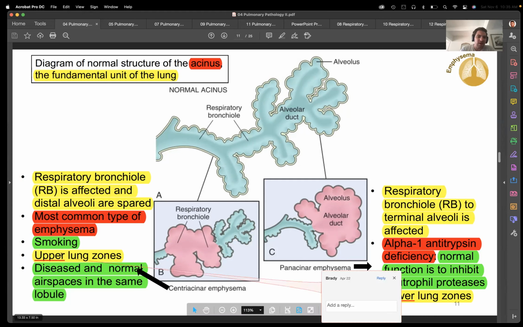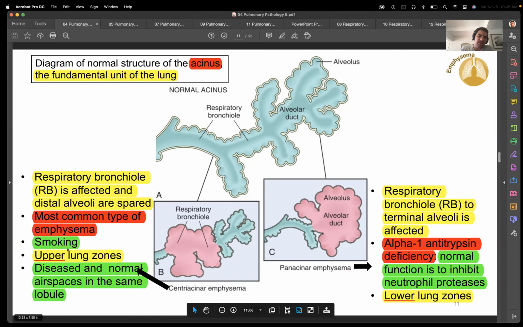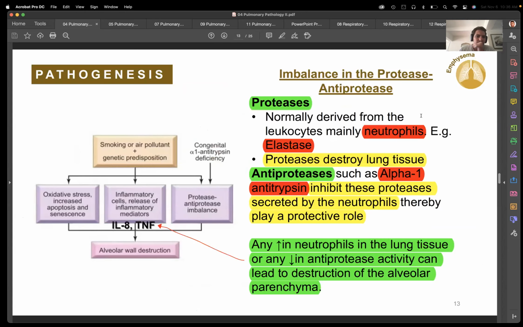Another thing, smoke rises, so you tend to get the centroacinar emphysema in the upper lungs, and with alpha-1 antitrypsin, it tends to be in the lower lungs, okay? So remember, the idea of alpha-1 antitrypsin is that these neutrophils are going to produce elastase, and this alpha-1 antitrypsin is able to counteract this elastase. So that's the whole process. So if someone smokes that has alpha-1 antitrypsin, they can develop this emphysema in a couple of years of smoking, okay? So keep that in mind when you do this.